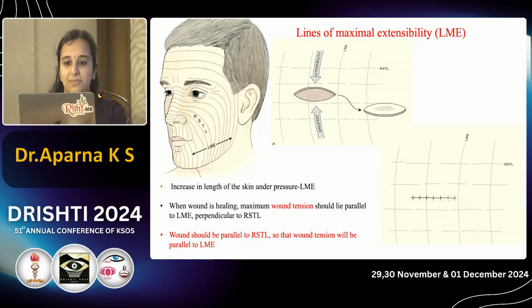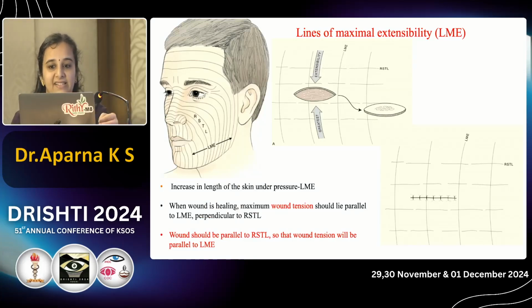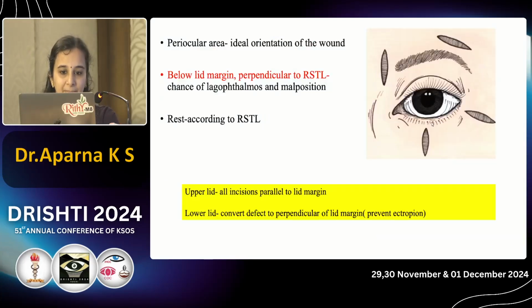Another important concept is line of maximum extensibility or LME. It is basically the increase in length of skin under pressure. So whenever a wound is healing, the maximum tension should lie parallel to LME, that is, it should be perpendicular to RSTL. So the wound should be parallel to RSTL so that the wound tension will be parallel to LME.